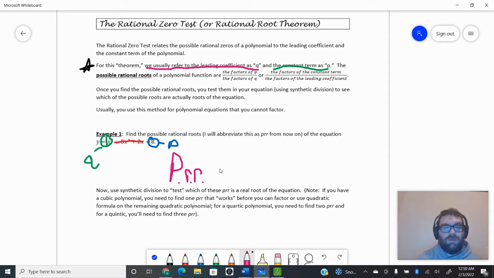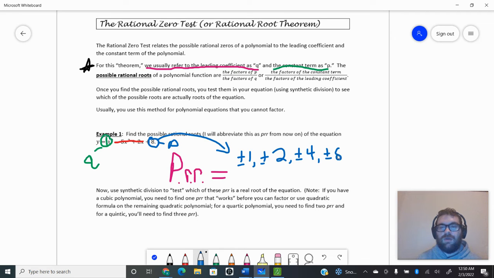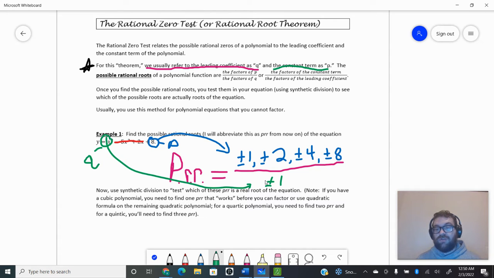Remember, I'm abbreviating that. We take the factors of 8 here, and it'll be plus or minus 1, plus or minus 2, plus or minus 4, and finally plus or minus 8. That'll be all over the factors of 1. That's the easy one. We love ones with this: plus or minus 1. So that's what we did yesterday.